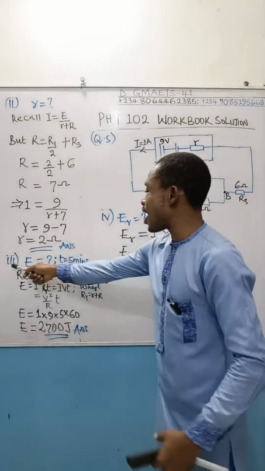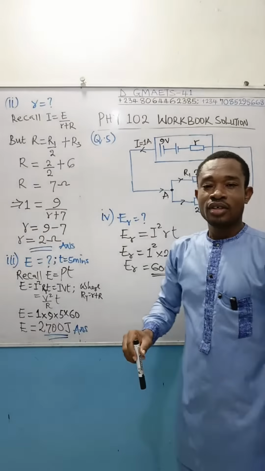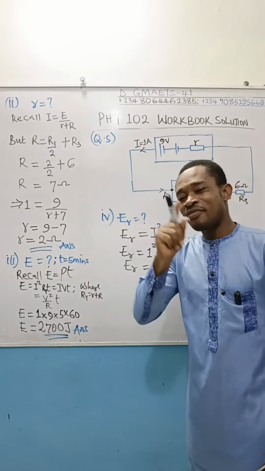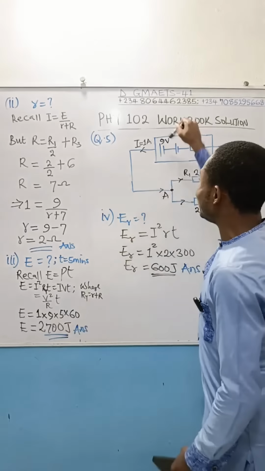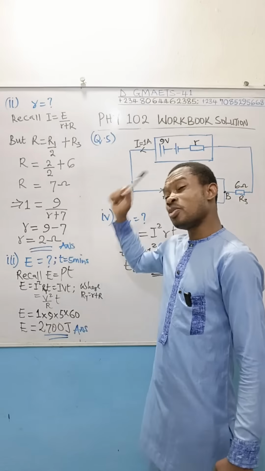Look, I have part III. What percentage of the energy you calculated here, which is 2,700, is dissipated in the battery, is given off in the battery in 5 minutes? Remember all these calculations are with respect to 5 minutes. So I want to find the percentage of this that will be dissipated in the battery.